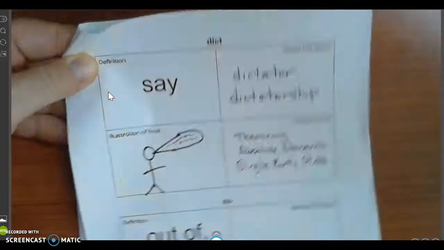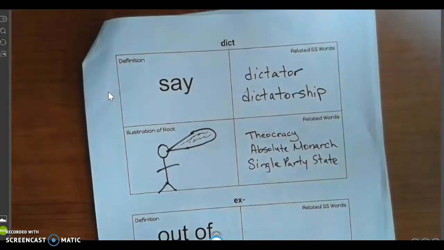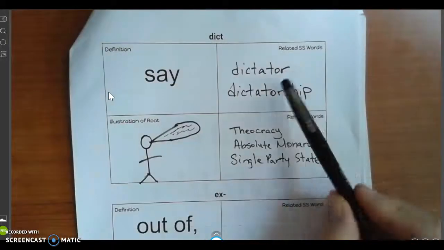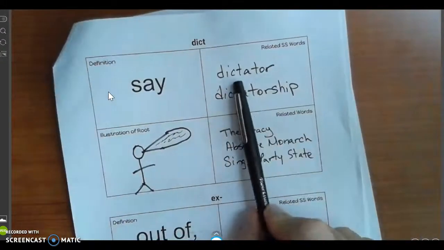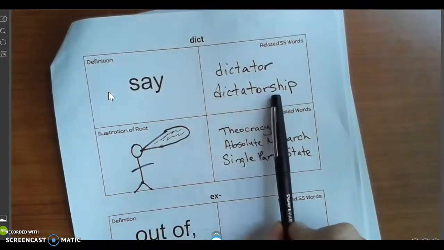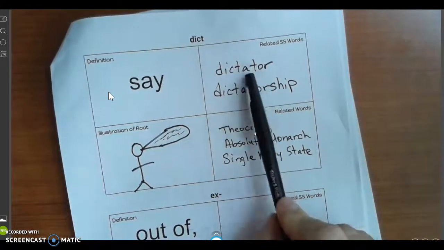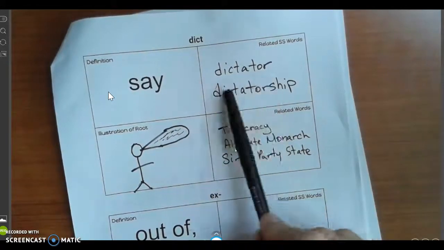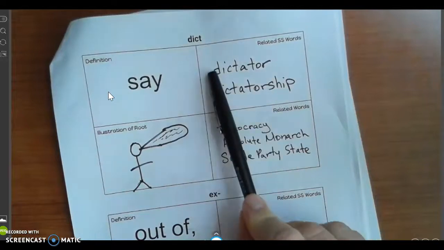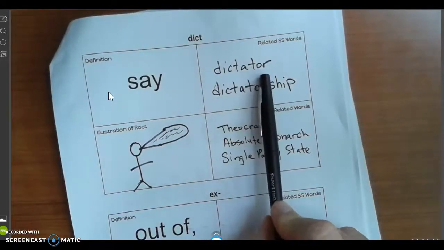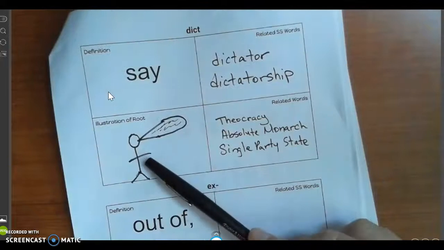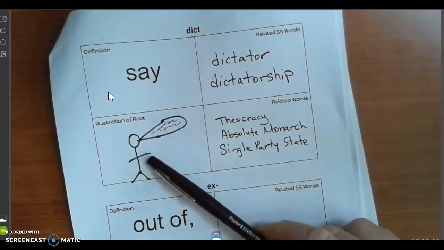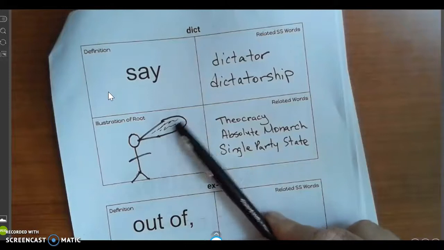And lastly, we are going to turn to page 20 to look at the Greek root of dict, which means to say. Our related social studies words that we're going to focus on here are dictator and dictatorship. This is a form of government where whatever the person in charge says goes, and the person that runs that form of government is a dictator. Again, my lovely illustration here is a person shouting out what they have to say.